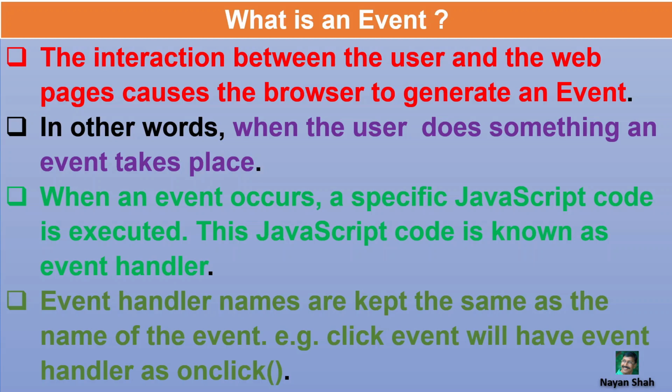Click event, then the event handler would be onclick. Mouse over event, the event handler would be onmouseover. Abort event, the event handler would be onabort. Dblclick, that is for double click, then the event handler would be ondblclick. Submit event, then the event handler would be onsubmit. So that is an event. When a particular event occurs, an event handler triggers and it will do some activity.